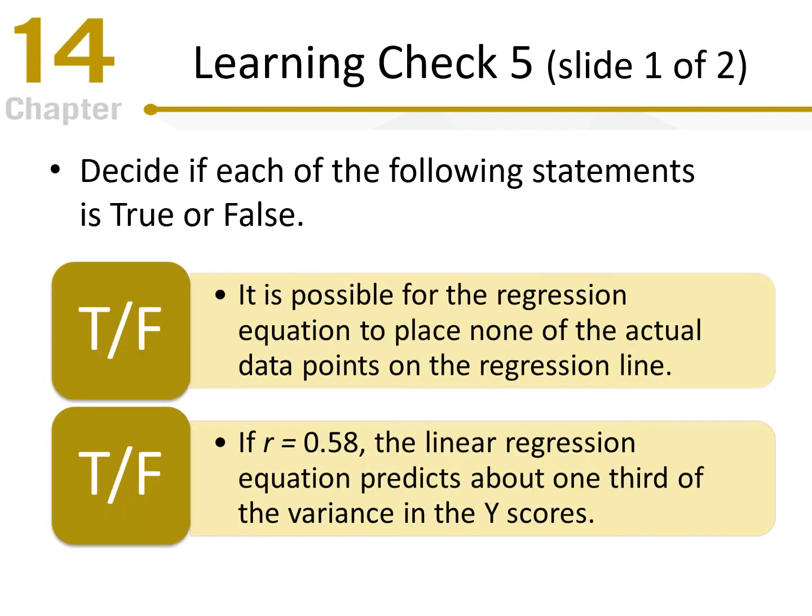Decide which of the following statements are true and false. It's possible for the regression equation to place none of the actual data points on the regression line. Okay, so can you have a regression line where none of the actual data points are on the line itself? And the second statement is, if r is 0.58, the correlation, the linear regression equation predicts about 1/3 of the variance in the y-scores.